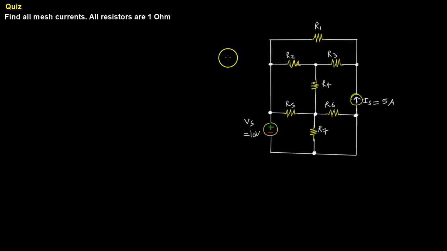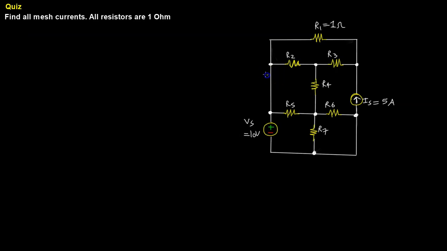Okay, so for the quiz, we're asked to find all of the mesh currents. You can define them any which way you like. Remember to be consistent when you select a certain mesh current. And you're given that all of the resistors are equal to 1 ohm. So what we need to do is find the mesh currents, and we're going to apply the same method we've done so far. Please go ahead and stop the video and give this a try before you watch me solve it and verify it with MATLAB and LTSpice.